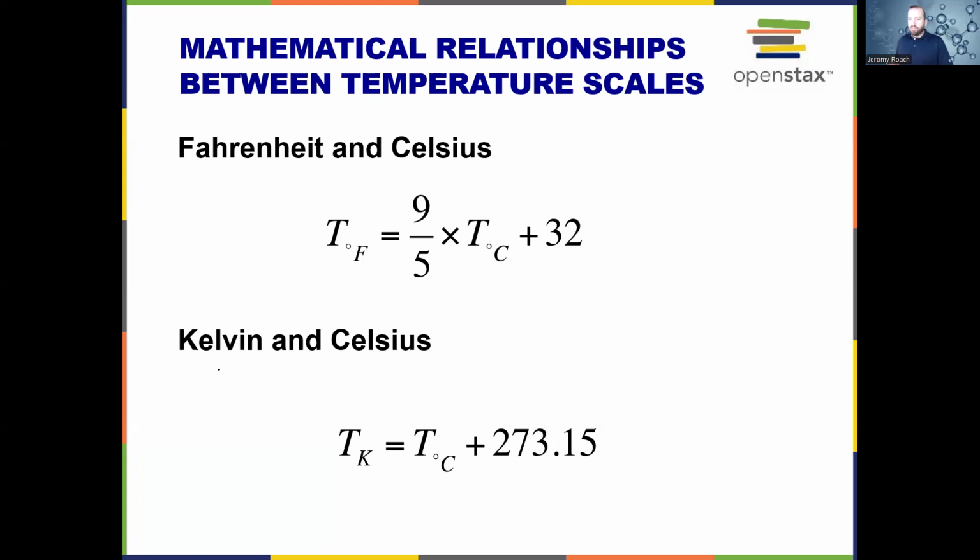And then this is our Kelvin and Celsius conversion. This one's a lot easier. Kelvin is equal to whatever degrees Celsius plus 273.15.